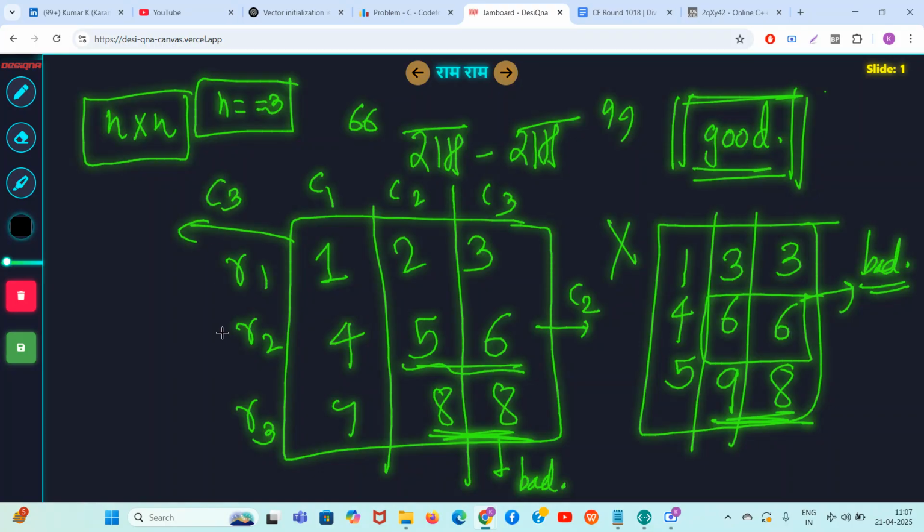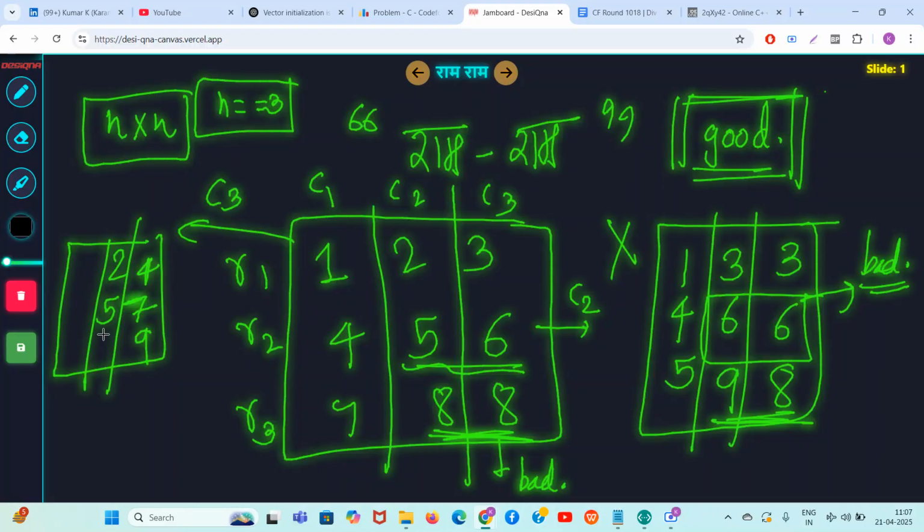Let us try C3 out. So if I do the C3 operation, what is going to happen? All the cells in the third column will be increased by 1. So 4, 7, 9, 2, 5, 8. If you do the C3 operation, now see guys, no adjacent cells are matching horizontally or even vertically. This has become a good matrix.